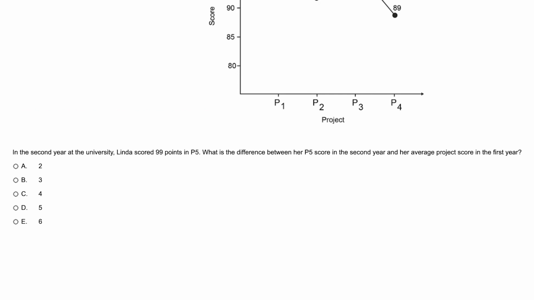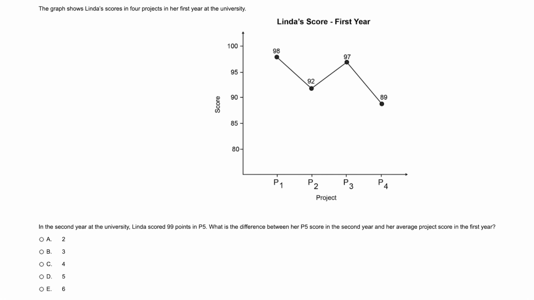It says, in the second year at the university, Linda scored 99 points in P5. What is the difference between her P5 score in the second year and her average project score in the first year? So a classic average or mean question. This is where being really comfortable with your on-screen calculator comes in so handy, so you can quickly type in 98 plus 92 plus 97 plus 89 and divide them all by 4 to get a score of 94 as the average in first year.